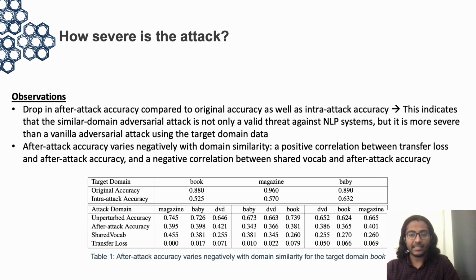We sample datasets from the Amazon multi-domain sentiment classification benchmark. We use an LSTM architecture by default and measure domain similarity with transfer loss and shared vocabulary metrics. We observe a significant gap between the original accuracy and after-attack accuracy, indicating that this attack can impose a valid threat to a target NLP system. Moreover, we observe a positive correlation between transfer loss and after-attack accuracy, and a negative correlation between shared vocab and after-attack accuracy as well.